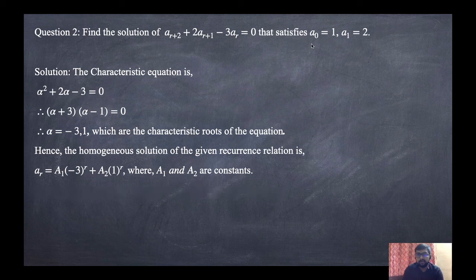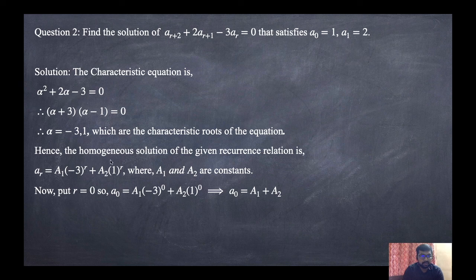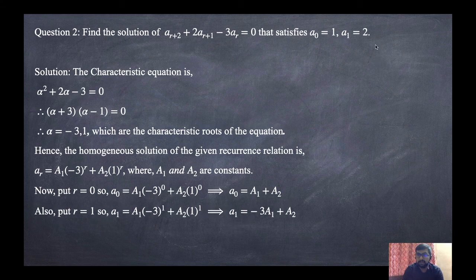Now a_0 and a_1 are given. So put r = 0 in this equation. a_0 = A1 (-3)^0 + A2 (1)^0. Here (-3) raised to 0 is 1, and 1 raised to 0 is also 1. So a_0 = A1 + A2. Now a_1 = 2 is given, so put r = 1 here. a_1 = A1 (-3)^1 + A2 (1)^1. That means a_1 = -3A1 + A2.